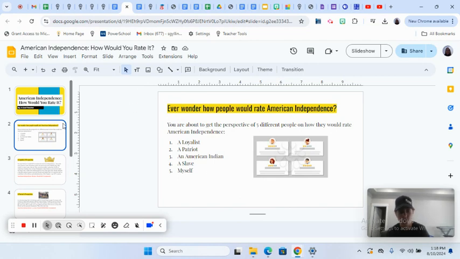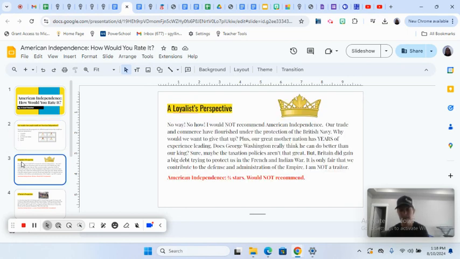So now, after looking at this, the reader's been introduced to the topic. So then you just go into the body slides there, and I do a loyalist perspective. Now, I'm not going to read through each one of these, but I do want to show you this perspective so you understand what I'm looking for when I talk about a review. So this is a review of American independence from the perspective of a loyalist.